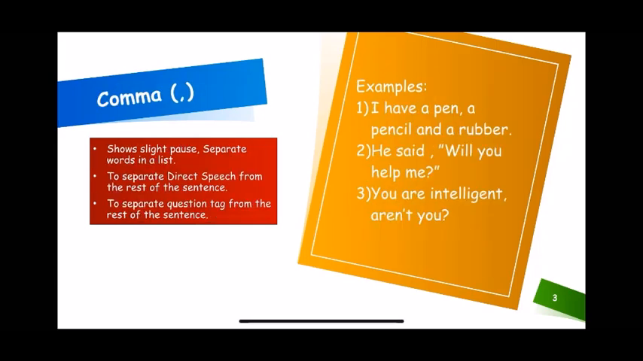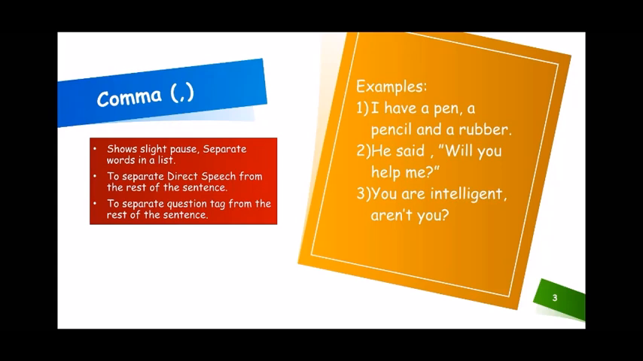The next punctuation mark is comma. Now, comma shows a slight pause and is used to separate words in a list. Look at example number 1. I have a pen, a pencil and a rubber. So we have a list of things here: pen, pencil and rubber. So in between pen and pencil we have used this comma.